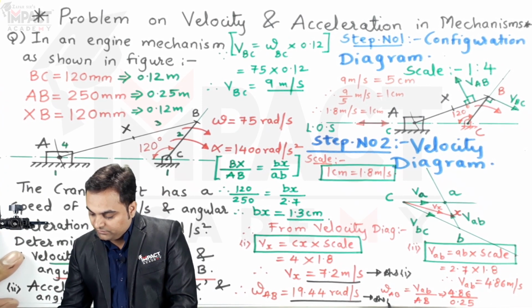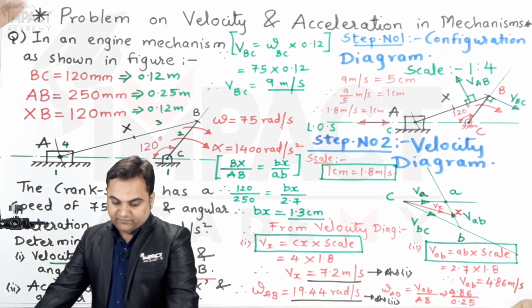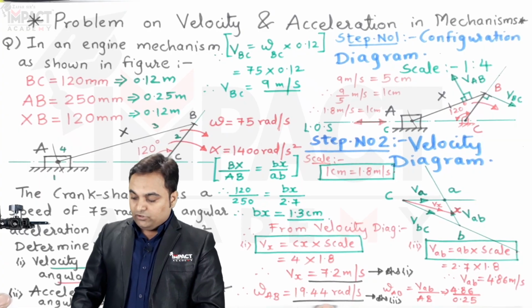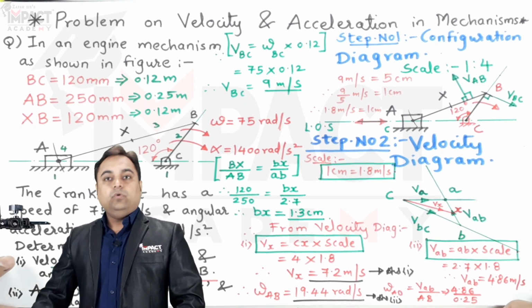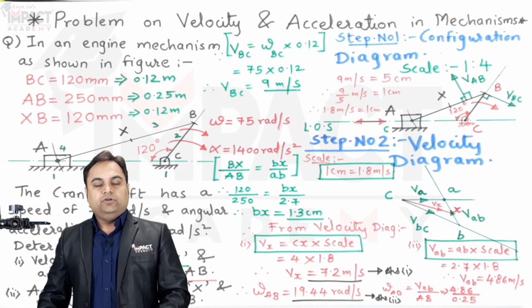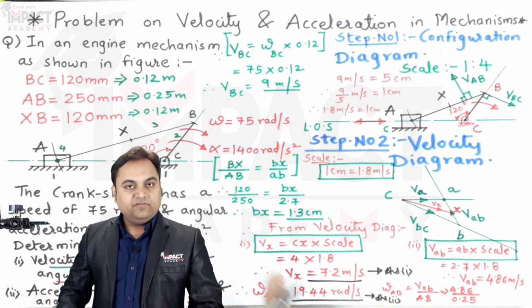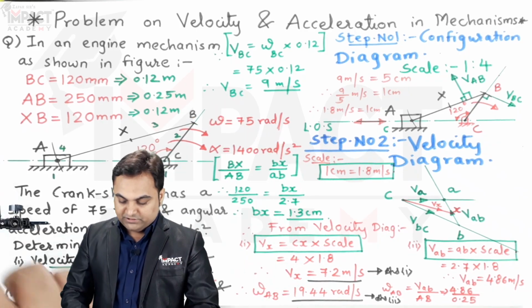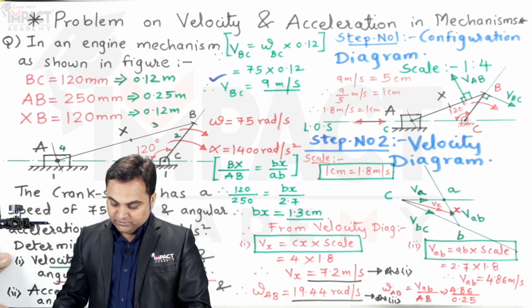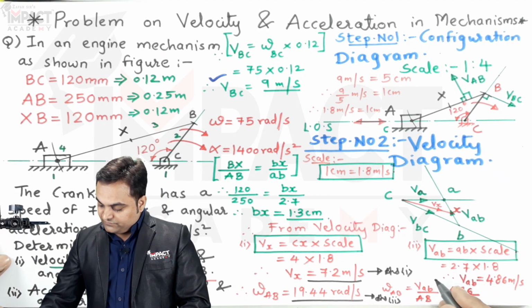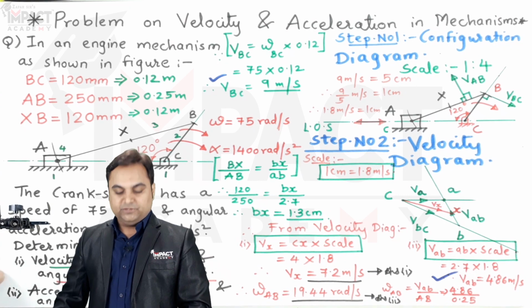It's the second answer. That is, the linear velocity of point X we have found out, and similarly the angular velocity of AB. Now before drawing the acceleration diagram, remember we have to know the velocity of each of the links given in the problem. For example, the velocity of link BC is known to us, it has been calculated. Similarly, the velocity of link AB is with us, which is 4.86 meter per second.